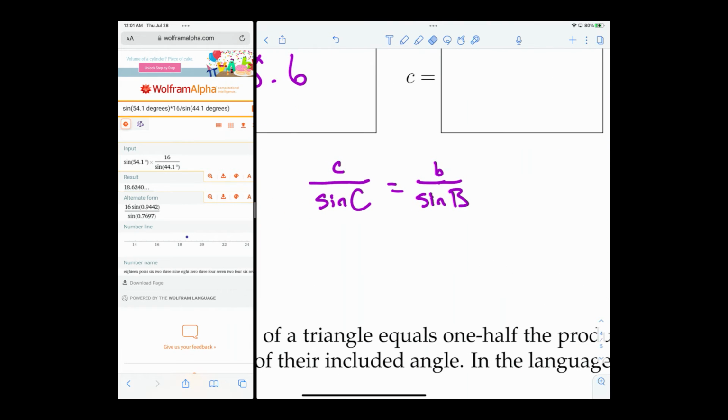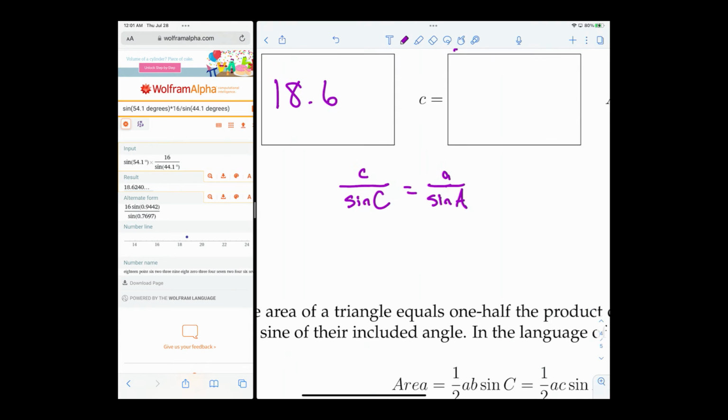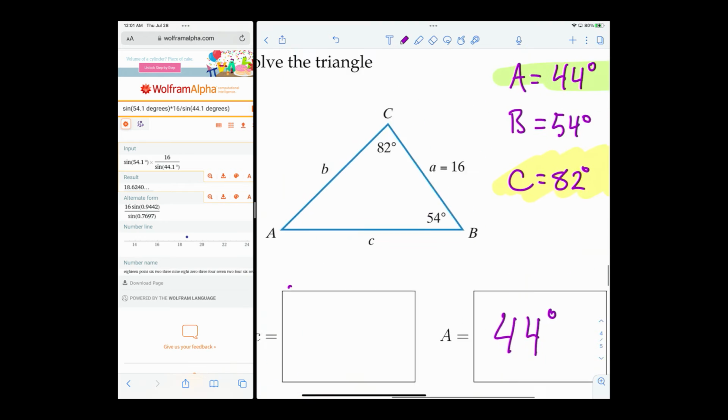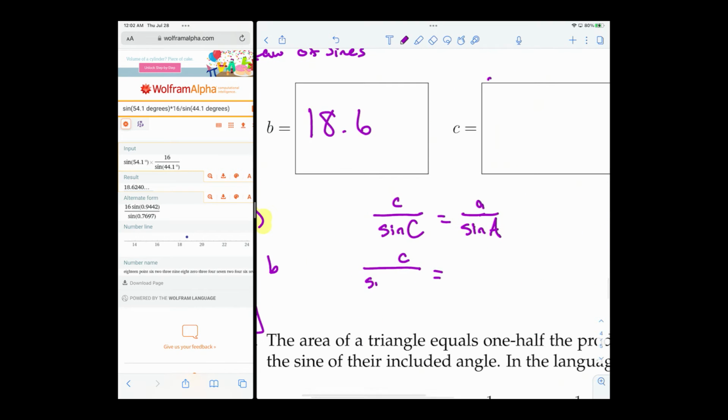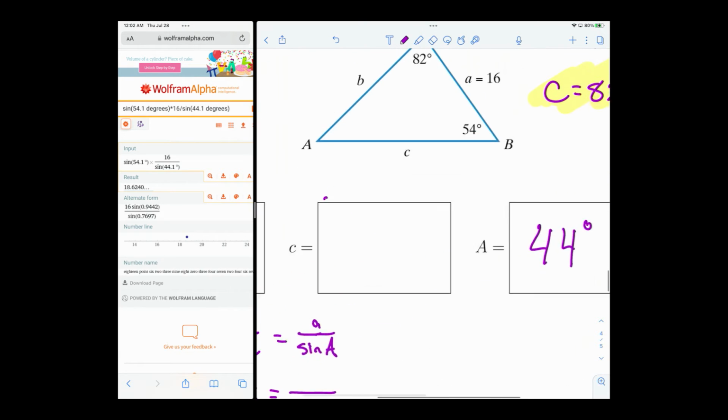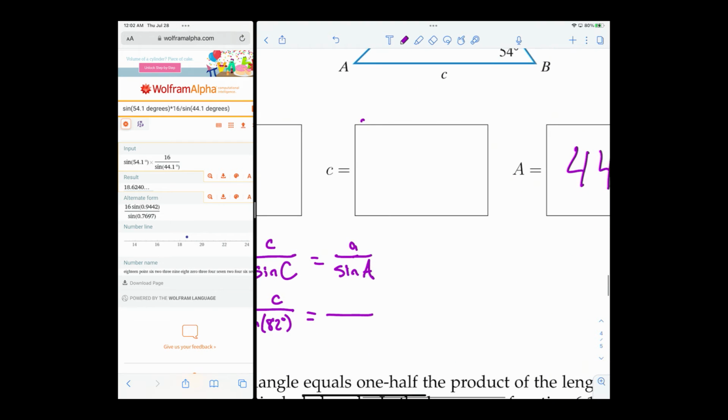Theoretically, it doesn't matter. It just increases the likelihood of getting the problem right. Okay, so I'll use A and C here. Again, fill in the numbers that you know. So what do we know? We do not know little c because we're looking for little c, aren't we? Yeah. But we do know big C is 82 degrees. And we know that little a is 16. And we know big A is, I believe, 44.